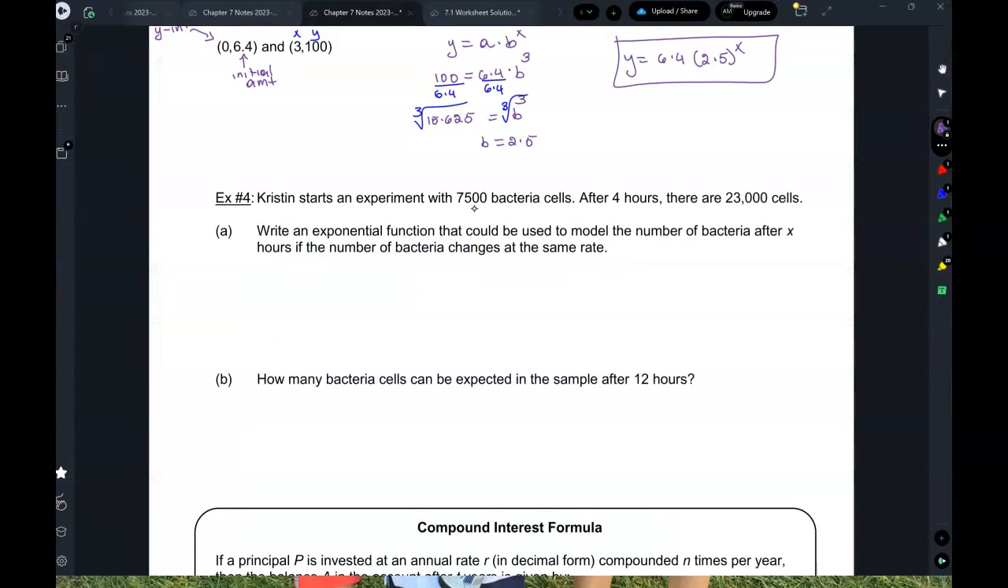Okay, this is the initial amount. That's what we start with. And then you have to have another snapshot of another point in time. And that is this one here. 4 hours, there are 23,000 cells. So that's 4 comma 23,000. Okay, and now with exponential functions, when the numbers get so large so quickly, when you put coordinate forms, you're going to have multiple commas.